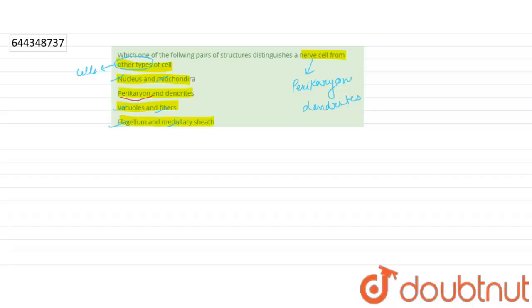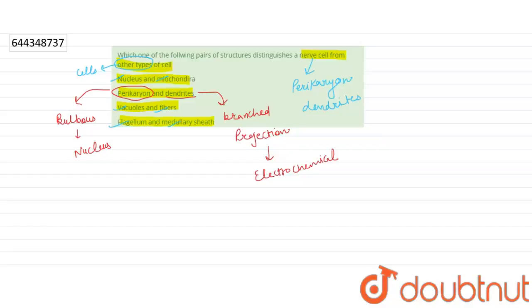Okay, so student, perikaryon is also known as soma or cyton. It is the bulbous end of the neuron, containing the cell nucleus. Now students, dendrites. Dendrites are branched projections of a neuron that act to propagate the electrochemical stimulation received from other neural cells to the cell body, from which the dendrites project.